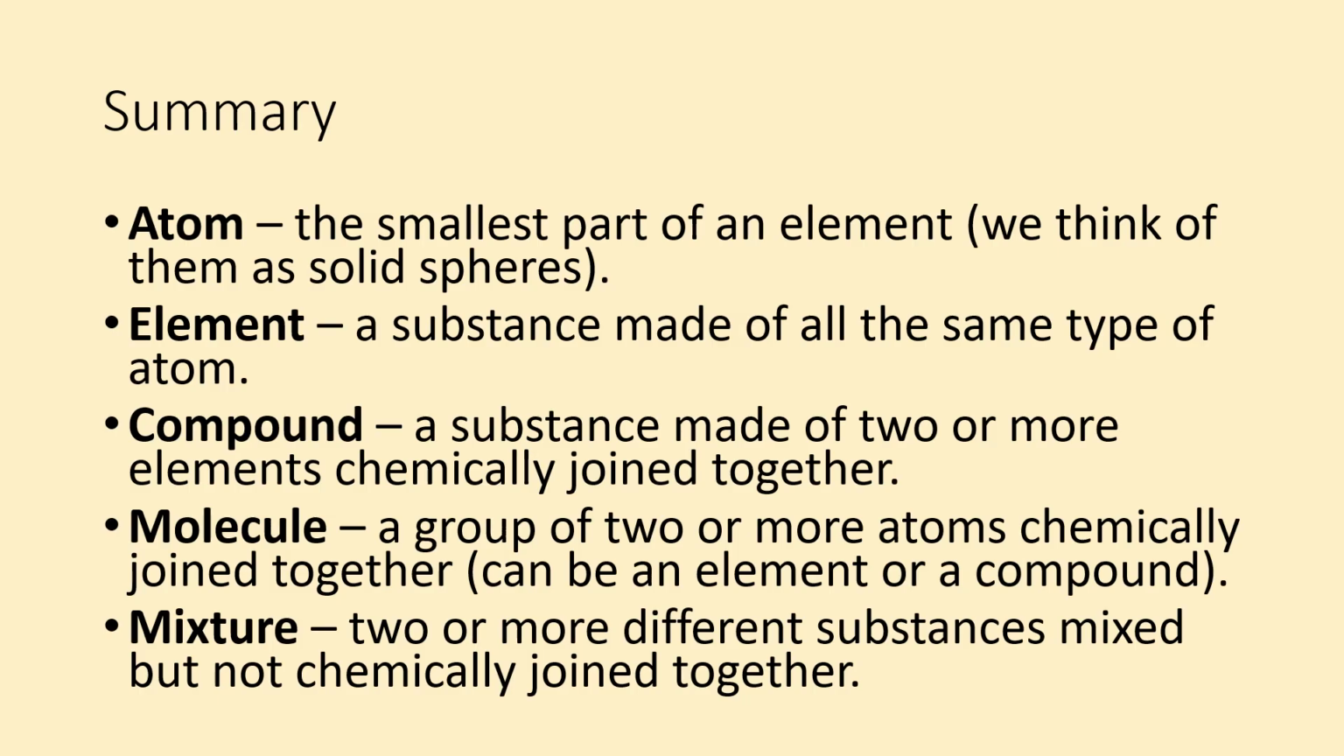Here's your summary. Atom is the smallest part of an element. We think of them as solid spheres. An element is a substance made up of all the same type of atom. A compound is a substance made of two or more elements chemically joined together. That's the key. They're chemically joined in a compound. A molecule is a group of two or more atoms chemically joined together. They can be an element or a compound.